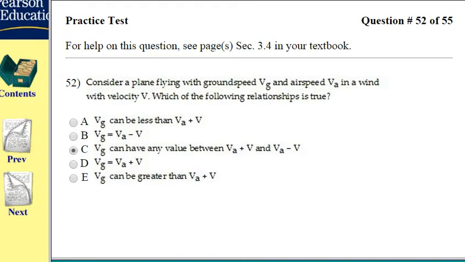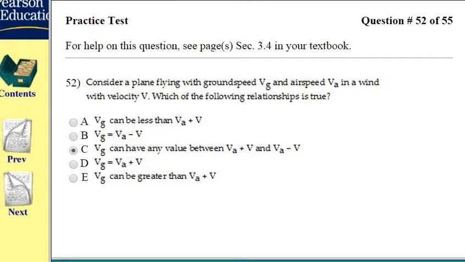For problem number 52, it says consider an airplane flying with a ground speed of VG and an airspeed of VA in a wind with a velocity V. Which of the following relationships is true? Well, we say that VG, the ground speed, can have any value between VA plus V or VA minus V.